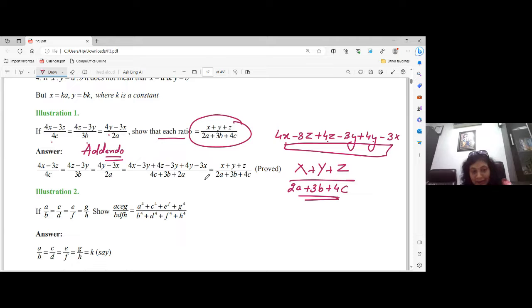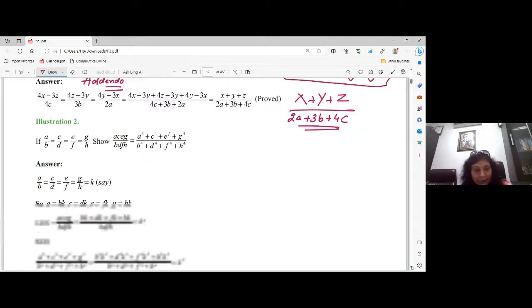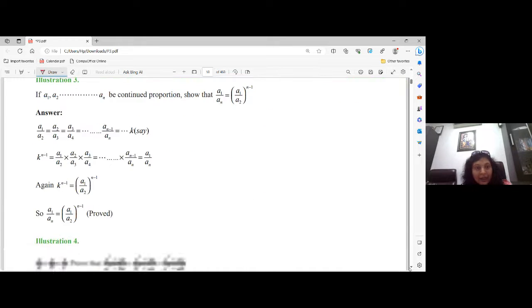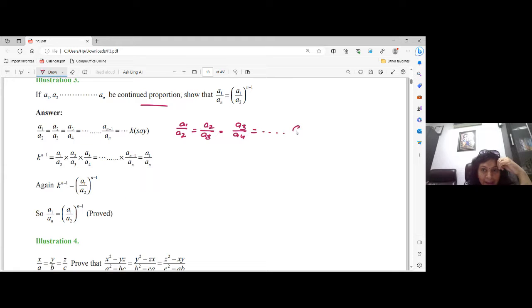So the next thing is, let's move to the next question. Now the next question says: if A1, A2 up to AN are in continued proportion, that means A1 upon A2 is equal to A2 upon A3, is equal to A3 upon A4, is equal to AN minus 1 upon AN. So we can say this is equal to K.